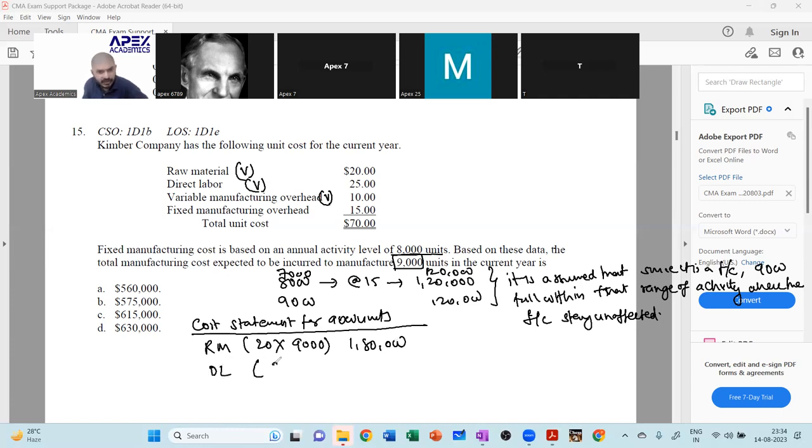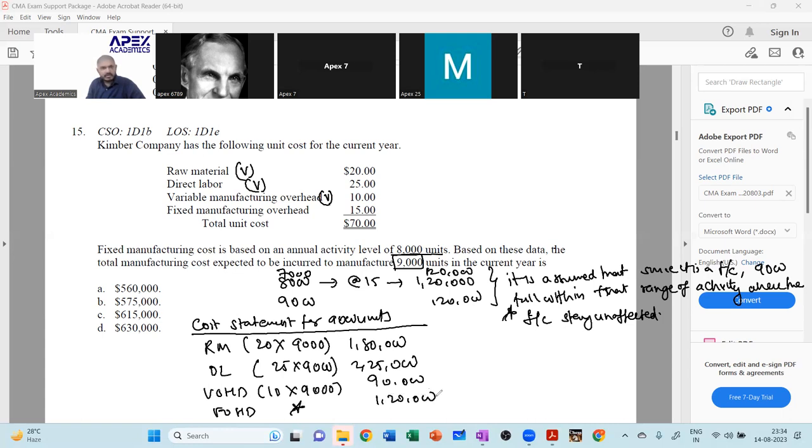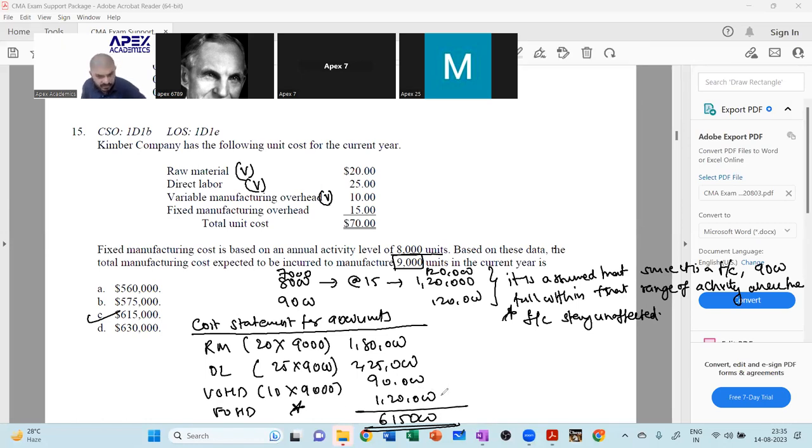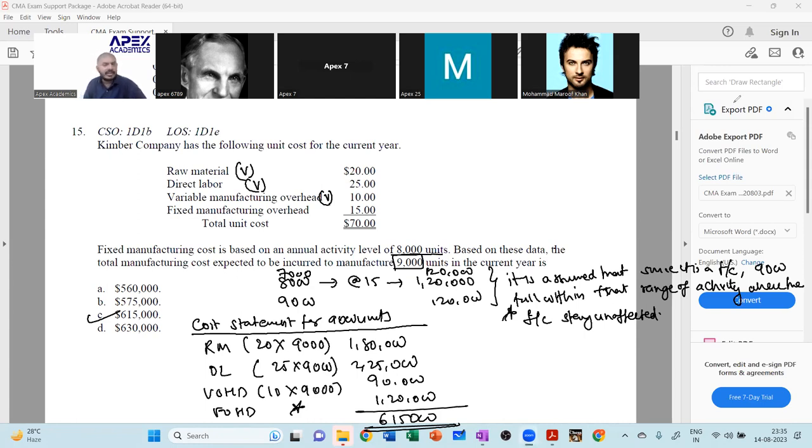Now let's look at direct labor. Direct labor is 25 per unit, for 9,000 units. This will become 2,25,000. Next, I have variable overheads, 10 per unit, for 9,000 units. So this will become 90,000. My fixed will stay fixed as I have written a note over here, so I'm going to just put a star mark here and it will be 1,20,000. And my total here will come to 6,15,000. The only thing that was difficult over here was this fixed overhead note. That is the only thing that probably would create an apprehension in my mind.